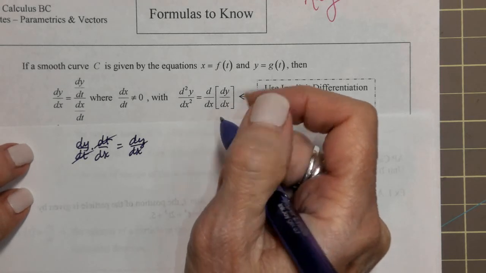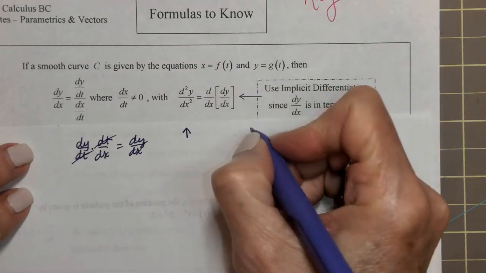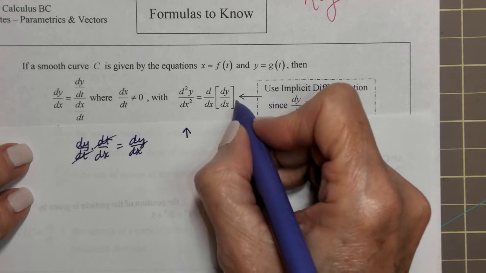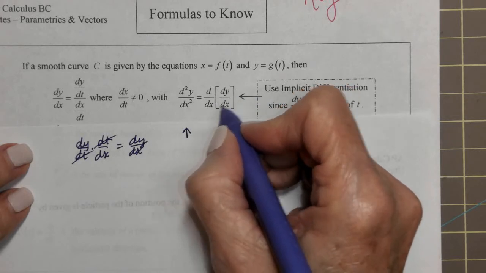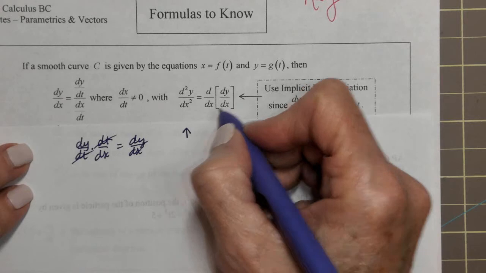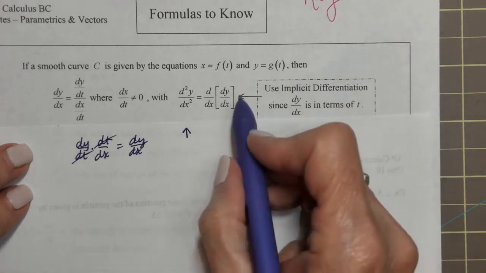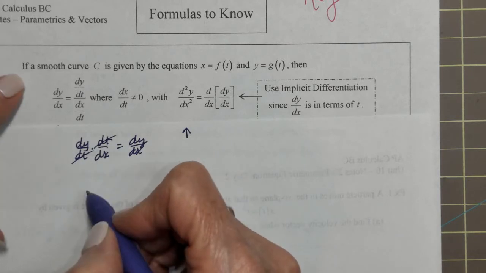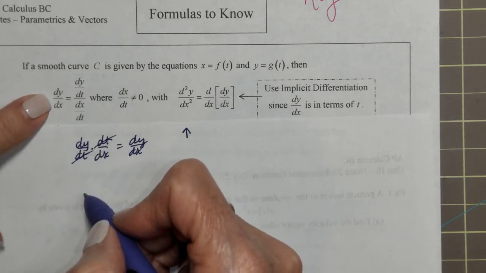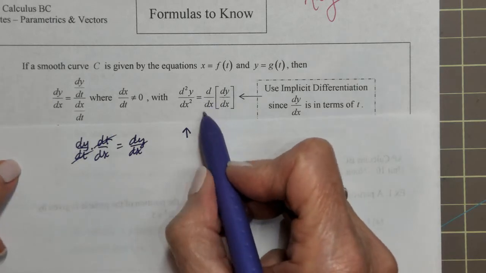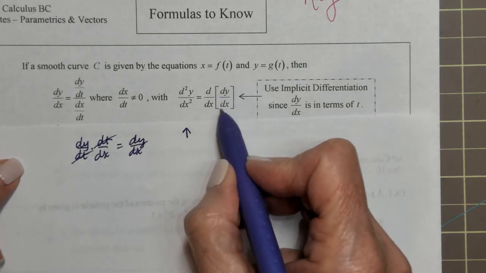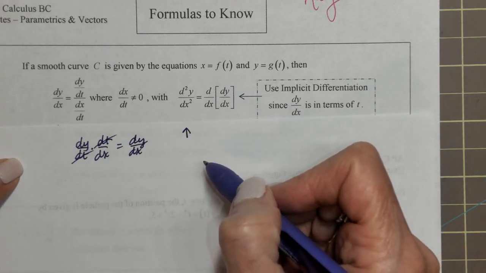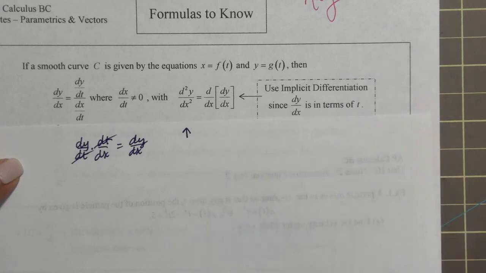Okay? The second derivative of y with respect to x is the derivative of the first derivative with respect to x. Now the only problem with that is, since y and x are both functions of t, dy/dx is going to have t's in it. Right? So when you take this derivative with respect to x, you need to do it implicitly. And that's the only thing that makes this even remotely challenging. And it's really not too challenging.